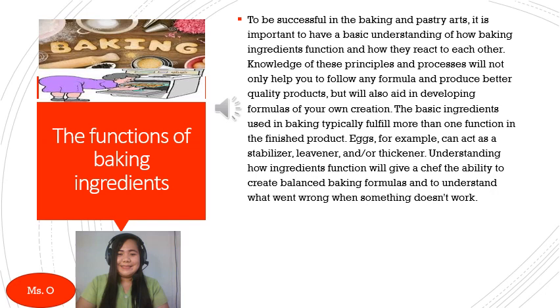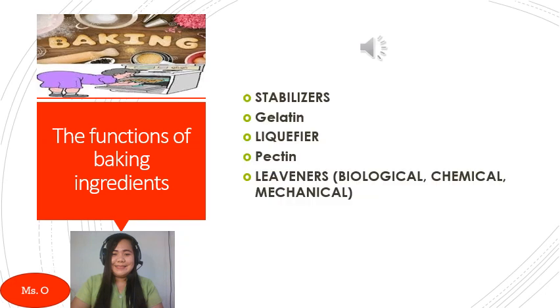The basic ingredients used in baking typically fulfill more than one function in the finished product. Eggs, for example, can act as a stabilizer, leavener, and/or thickener. Understanding how ingredients function will give a chef the ability to create balanced baking formulas and to understand what went wrong when something doesn't work. Stabilizers, gelatin, liquefier, pectin, leaveners: biological, chemical, mechanical.